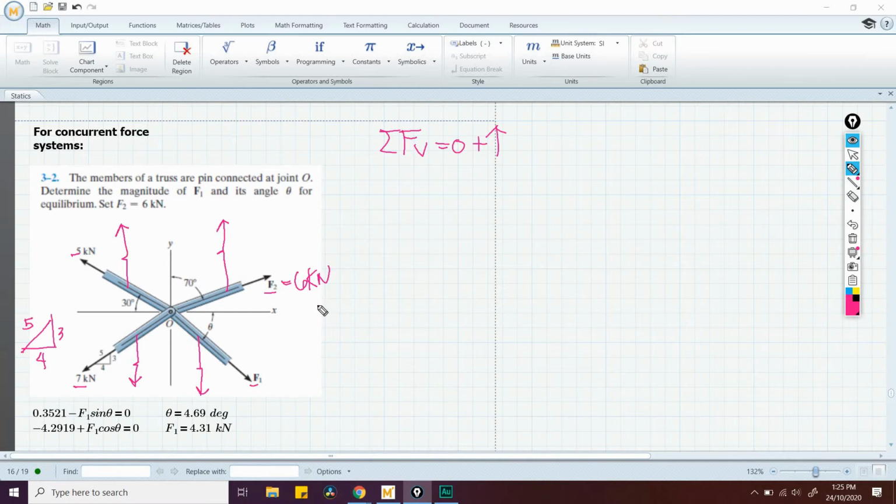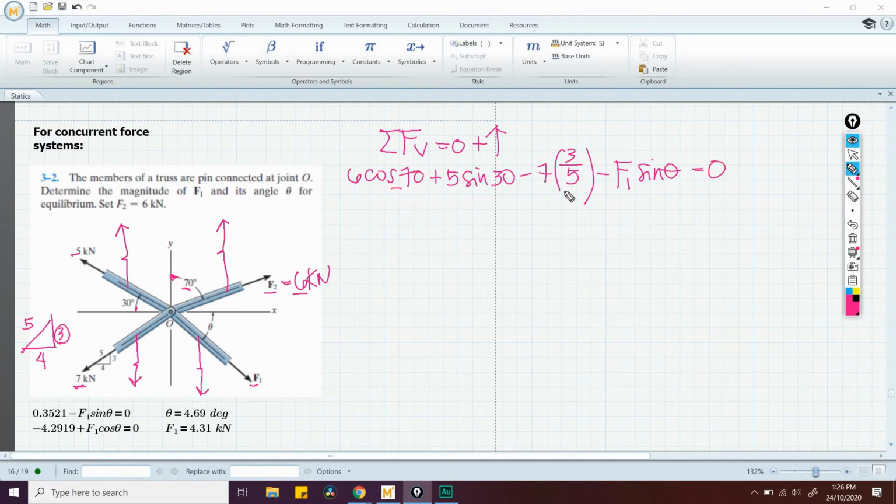Kunin na natin yung mga summation ng ating forces vertical. Unahin natin si 6. So we have 6 kilonewtons times, since yung ating angle ay coming from the y-axis, so yung vertical natin magiging cosine. So 6 cosine 70. Tapos, yung ating 5 kilonewtons going up, so plus 5. And then, our angle is 30, so we will have sine 30. Yung 7 natin, it is going down. So, minus 7. Then, yung slope natin, vertical, so we will use 3 over 5. And then, our F1, minus F1 sine theta equal to 0.